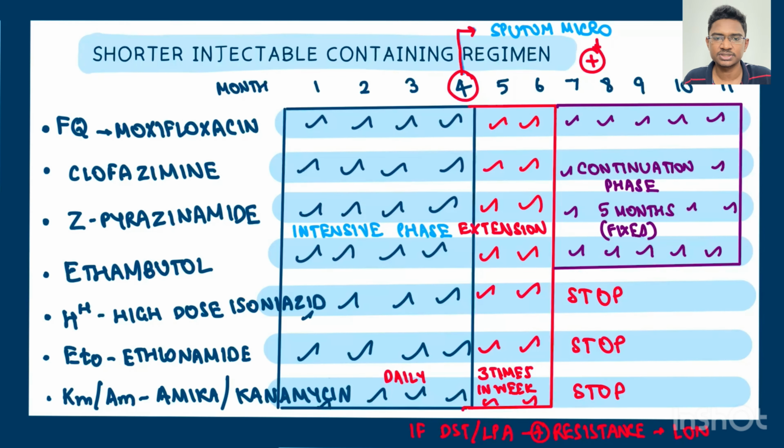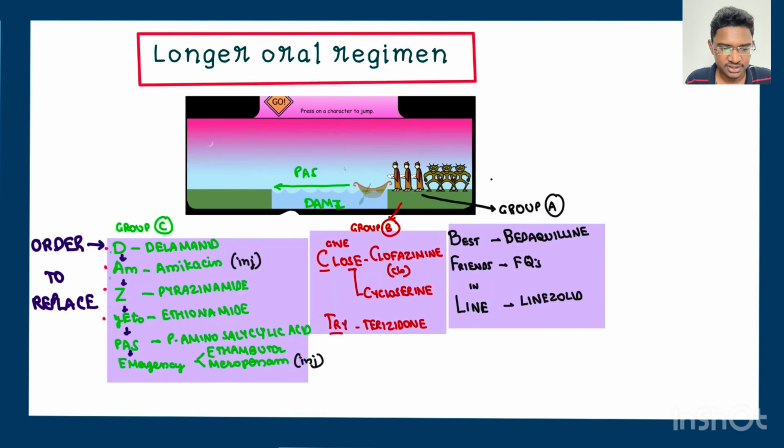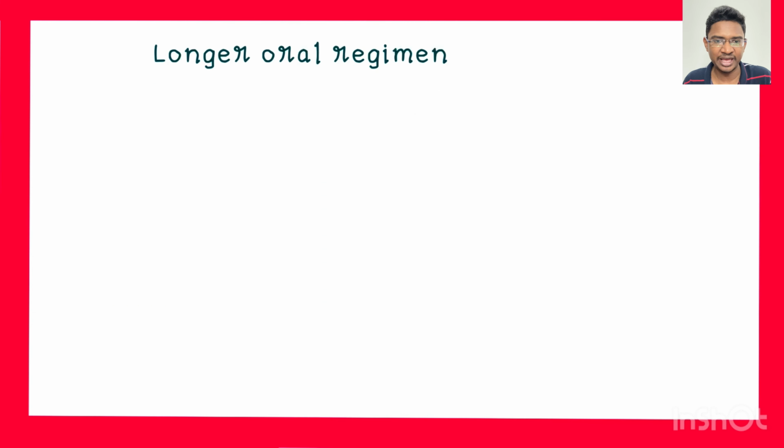All those 4 drugs continue for 5 months. So the total duration is obviously the same, 9 to 11 months. Okay. Next comes our longer oral regimen. This is where our mnemonic comes into play.